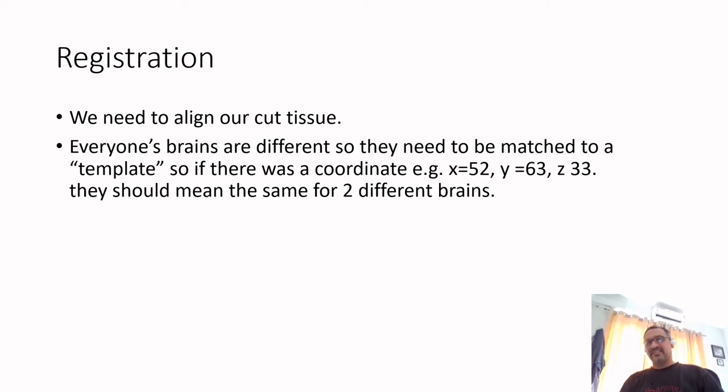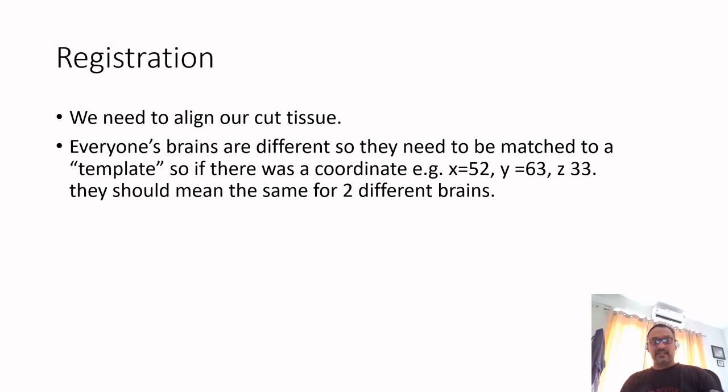Okay, let's talk about registration. We just mentioned it. Registration is the process where we need to align our cut tissue. And we also mentioned this: we need to match them to a template. I put the template in quotes because if you don't have an atlas, you don't have a Google map. How are you going to know this, right?